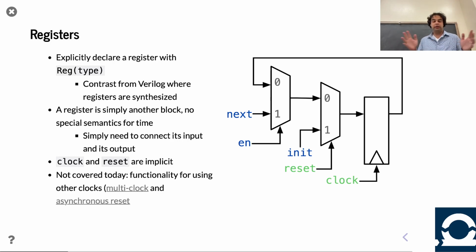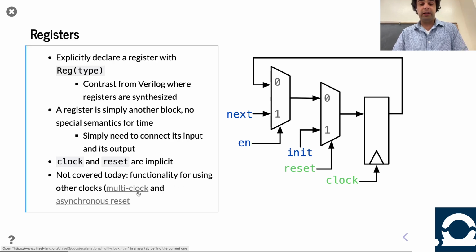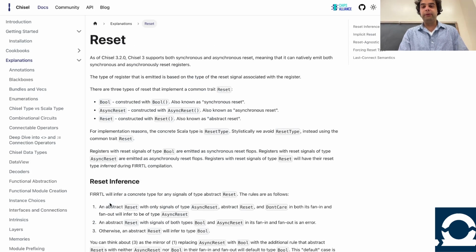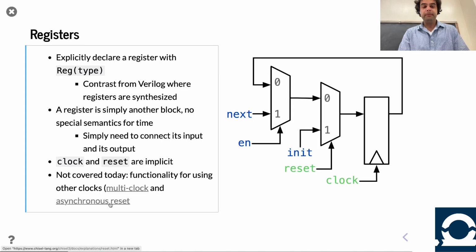The common case is all blocks you have in your module are all on the same clock and all using the same reset. Now, of course, there are times when you may want to have multiple clocks or multiple reset signals. And there are ways in Chisel, and I've linked to it here in the documentation, to do multiple clocks or a different kind of reset called an asynchronous reset. But for this course, you don't need either of these. I'm just putting it out there for those who are veterans who want to see what's possible.